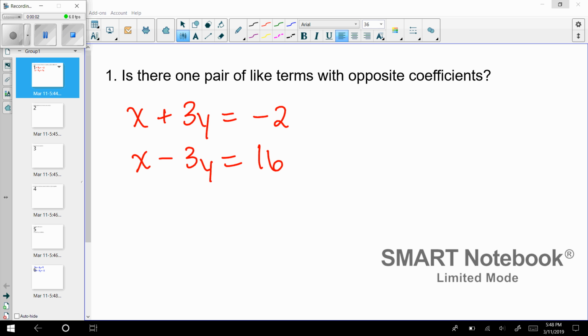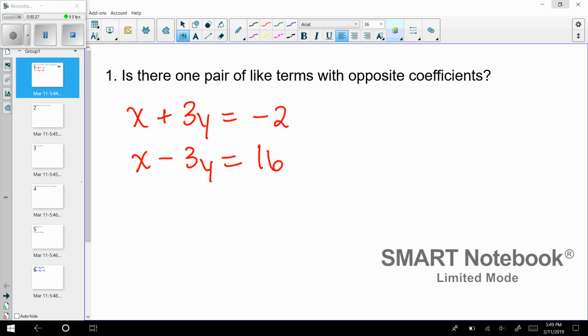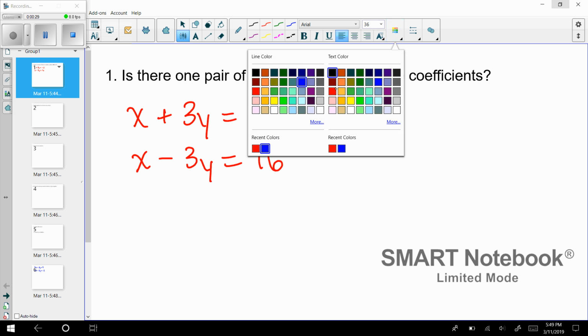All right, hello. So now we are going to be talking about solving systems of linear equations using elimination. And we went through our steps today. I have them here on my slides to guide us. And we're going to start with this problem right here, x plus 3y equals -2, and x minus 3y equals 16. So what I want to ask myself first is there one pair of like terms with opposite coefficients?